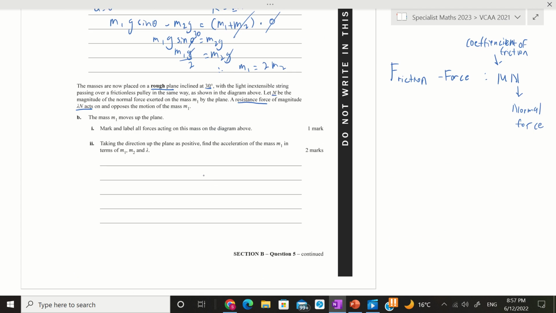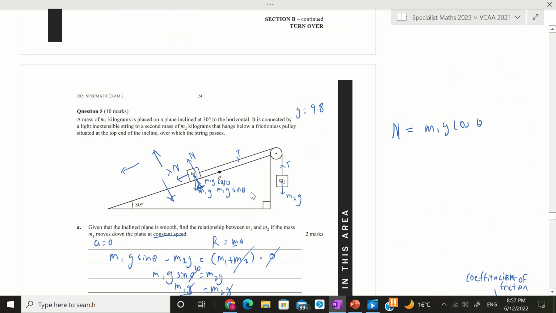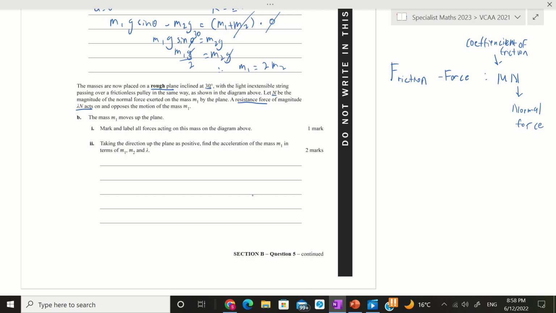Okay, so let's try and do part two of part B, right? So taking the direction of the plane as positive, find the acceleration of the mass m1 in terms of m1, m2, and delta. Okay, so if you're moving up the plane this time, what forces are influencing this movement? Well, if the mass m1 is to move this way, we know that this m2g is going to be driving that motion, this m2g force. What's going to be opposing it is the weight force of m1 that wants it to go down the plane, and this friction force.